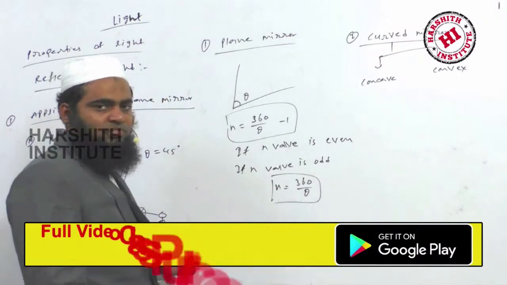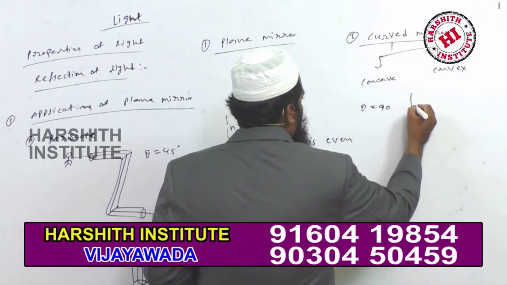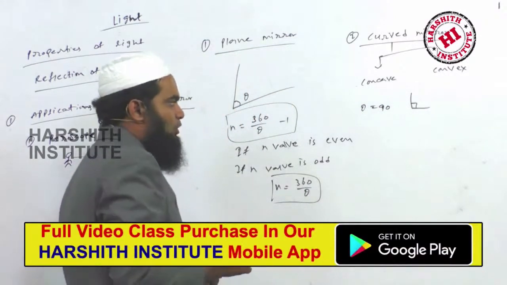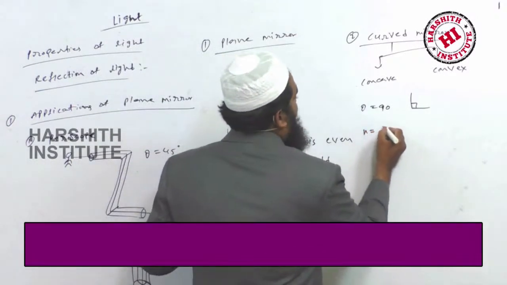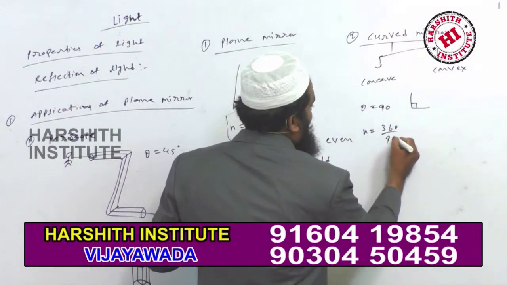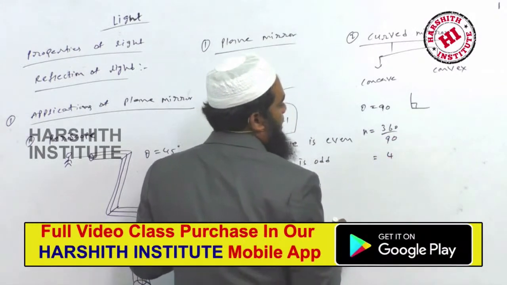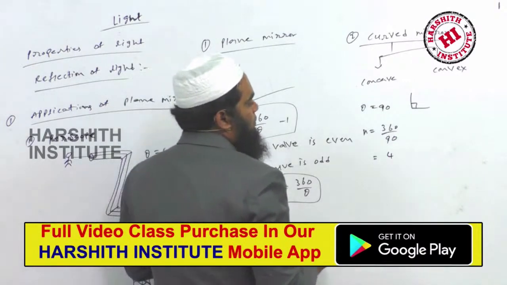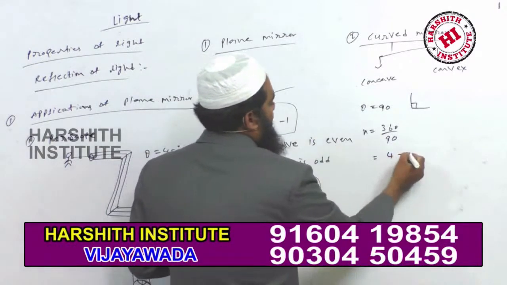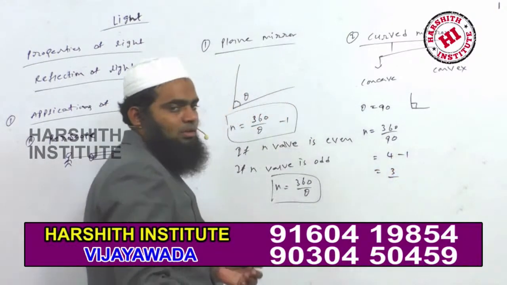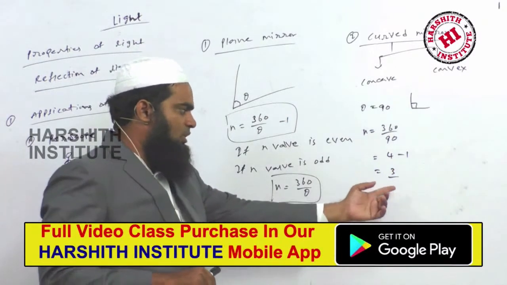For example, theta is taken as 90 degrees, which means two plane mirrors are arranged perpendicular to each other. Then the n value will be 360 by 90. The value will be 4. So 4 is an even number, so take minus 1. The value will be 3. So this is our answer. Now in this case we can observe the number of images will be 3. 3 images we can observe easily.